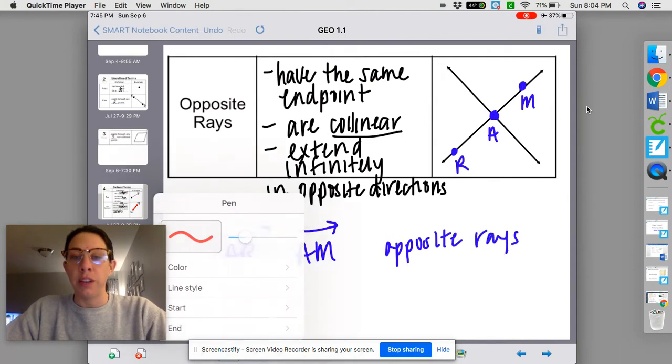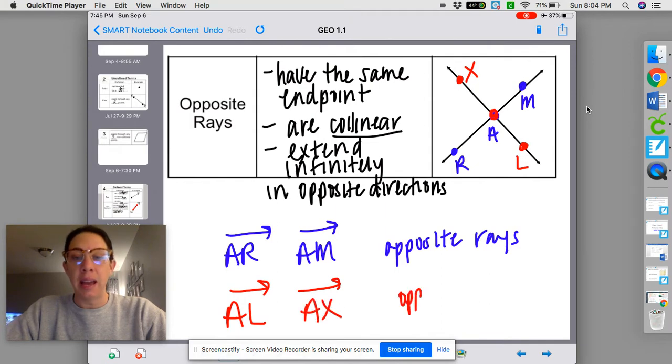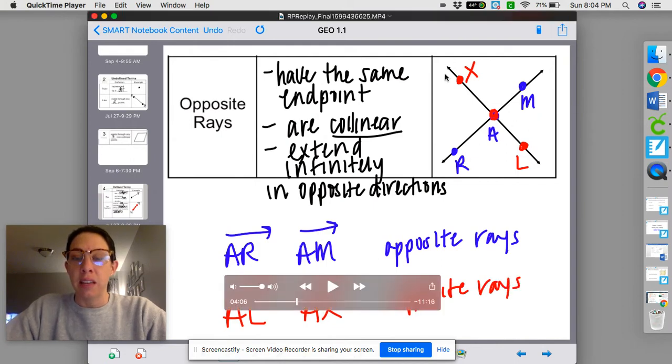And then I do believe I draw another pair of opposite rays, so I'm still going to use that endpoint A. And this time I'm going to put point L and X on the diagram. So another pair of opposite rays could be ray AL and ray AX. Those would also be opposite. However, ray AX and ray AR would not be opposite.